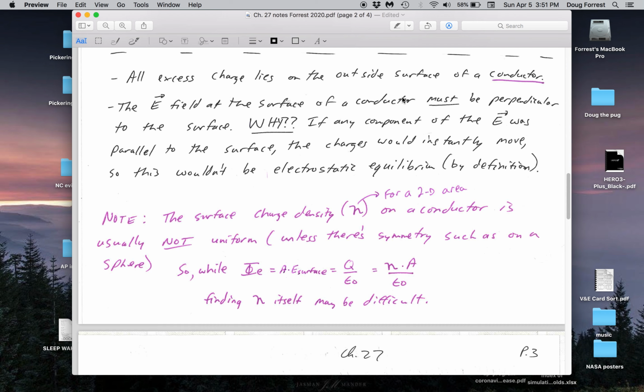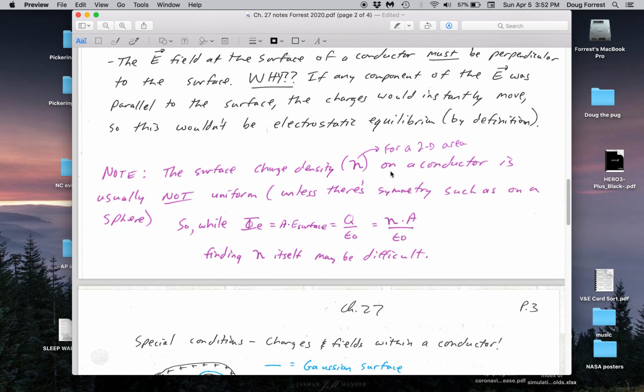All excess charge lies on the outside surface of a conductor. So the electric field at the surface of the conductor must be perpendicular. Why? Well, if there was any component of the electric field that was parallel to the surface, then the charges would instantly move, since electric field is equal to force divided by charge. So if there's any charges in an electric field where a component is parallel to the surface, they would instantly have a force on them, they'd instantly move, and they wouldn't be in electrostatic equilibrium by definition. So pretty much if you've got a good conductor, within microseconds, the charges are at a place where they are in electrostatic equilibrium, and therefore by definition, the electric field has to point straight out.